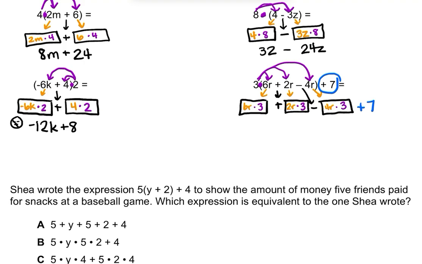Now we can solve. So 6 times 3 is 18. So I have 18r. And then 2 times 3 is 6. So I have 6r.